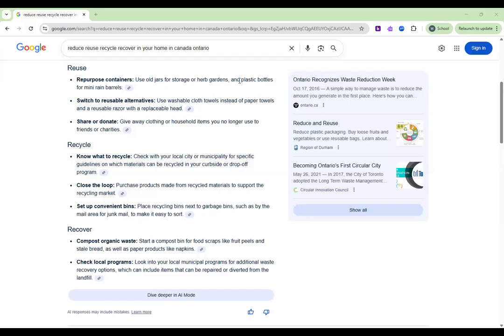It says set up convenient bins. Place recycling bins next to garbage bins, such as by the mail for junk mail, to make it easy to sort. I have a couple of spots. I have one in my laundry room. I have a bigger bin outside, and I fill my small one until it's full. Then I take that bin out and dump it into my bigger bin. Every second week, I roll my bigger bin to the end of the driveway. There are arrows showing what direction you want, to make everything super useful and easy for the people recycling.